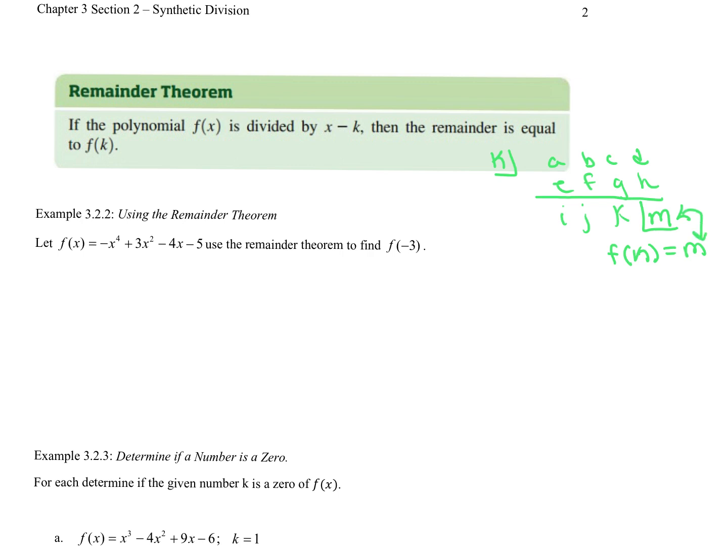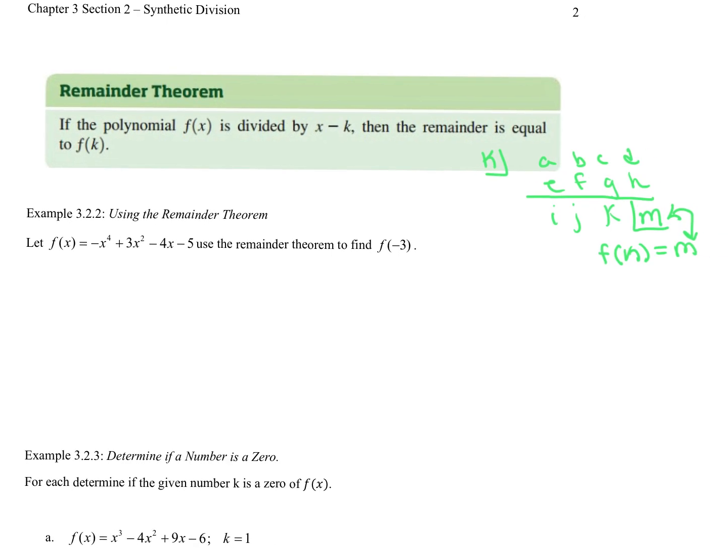So let's do that. It says I'm going to use the remainder theorem, and I let my polynomial f of x equal what's written on your page, and then use the remainder theorem to evaluate f of negative 3. So you put negative 3 in the house.